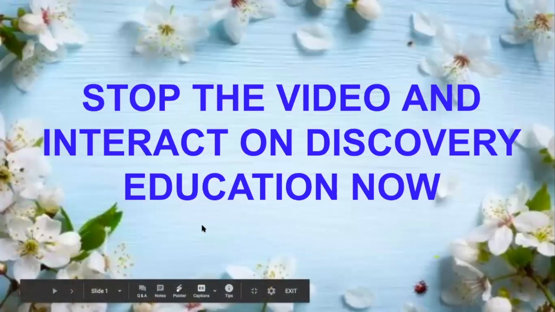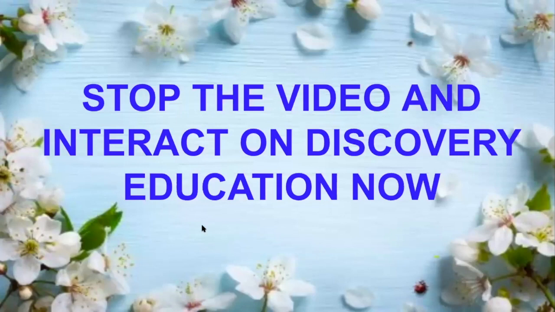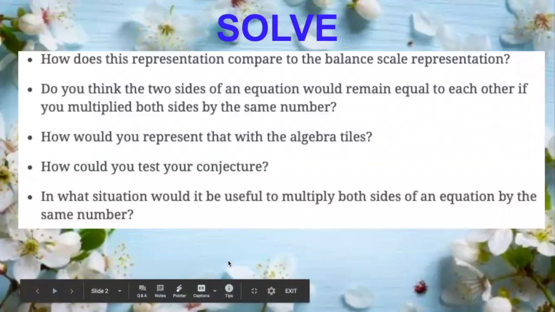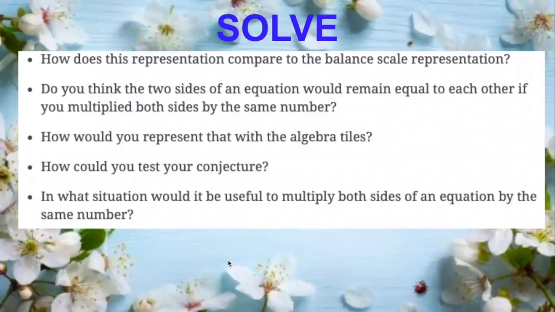Remember, as you're working, think of these questions. When solving, how does this representation compare to the balanced scale representation that we've done in the past? Do you think the two sides of an equation would remain equal to each other if you multiplied both sides by the same number? How would you represent that with the algebra tiles? How could you test your conjecture? In what situation would it be useful to multiply both sides of an equation by the same number?